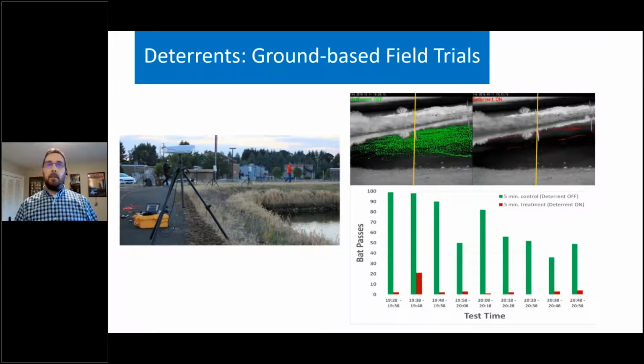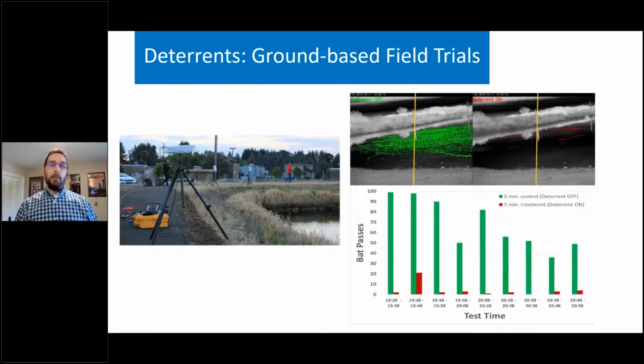And just as an example, if we look at a set of video images on the right-hand side, we see on the upper left image, this is a compilation of bat activity over a 5-minute period under controlled conditions. So you see a lot of green in that image, representing a lot of bat activity. And in the subsequent 5 minutes after we turn the deterrent on, you see very little activity designated in red. And you can run a number of these trials of control and treatment conditions, and you see consistent results. You see a dramatic drop-off in bat activity when the deterrent is on.